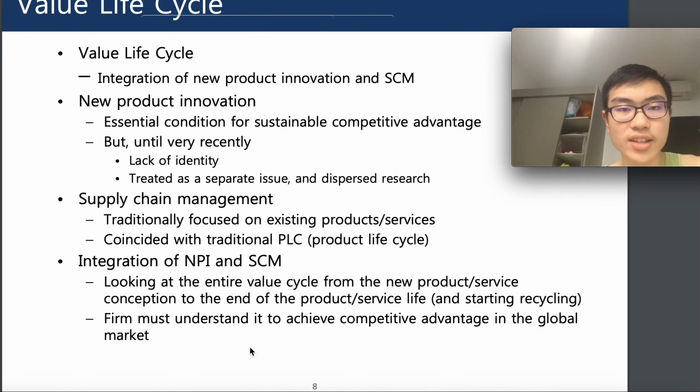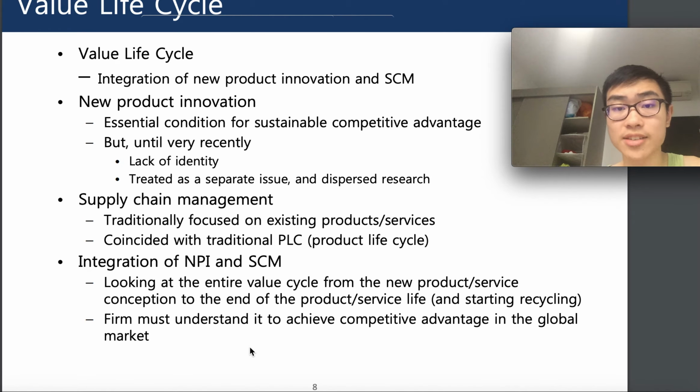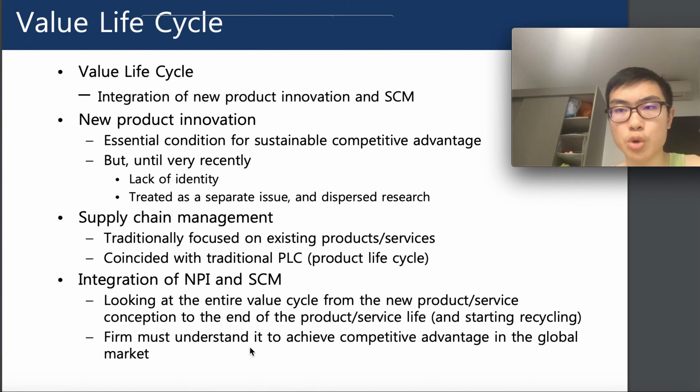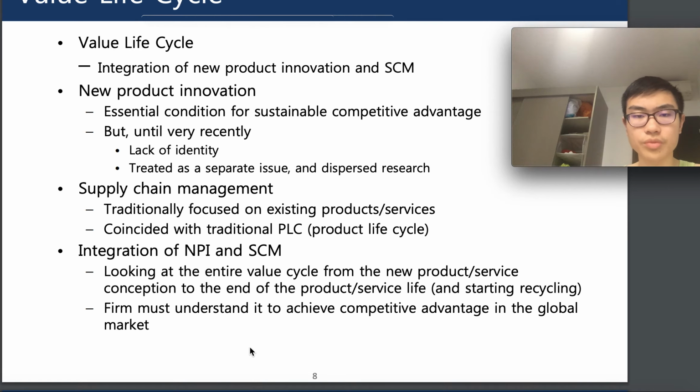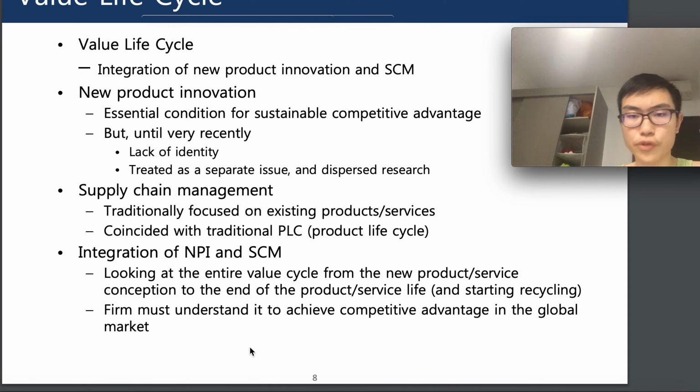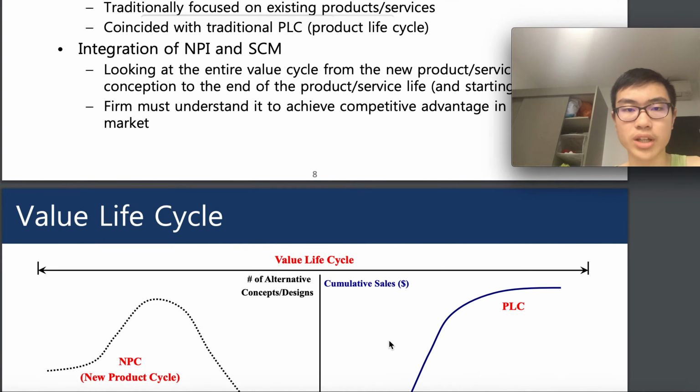But until very recently, new product development has been treated as a separate issue with dispersed research. But now, in the 21st century, new product development is gradually becoming an important part that is to be combined with supply chain management, because firms have to achieve competitive advantage in the global market, so they have to do skillful new product development.